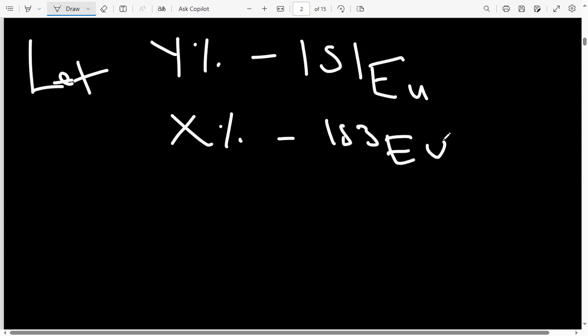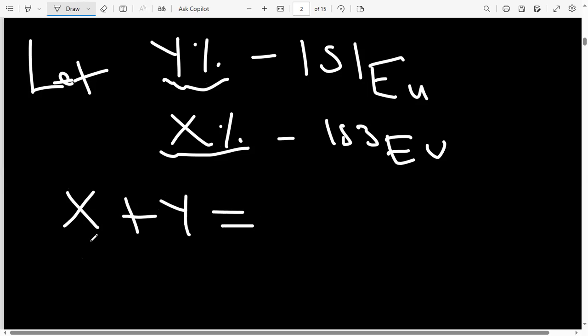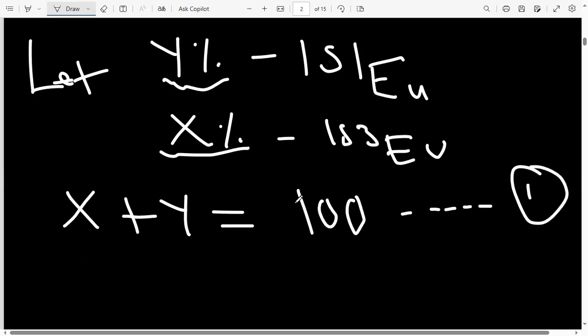The first equation we get right here. When we add the percentage of this one and the percentage of this one, we should get 100%. So x% plus y% should give us 100%. This here will be our equation 1. And then where do we get our equation 2?